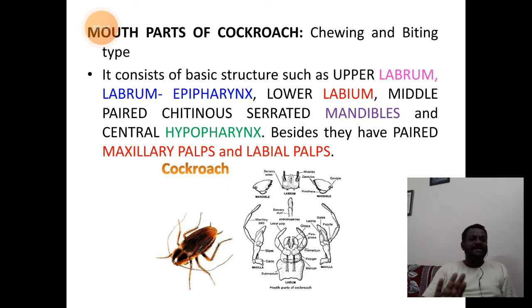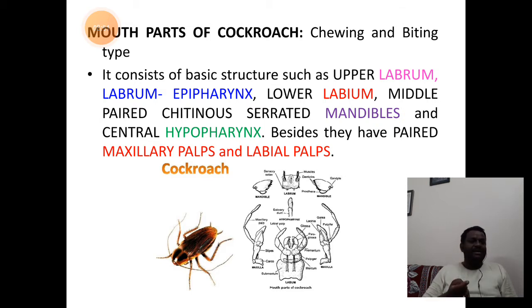There are 6 major parts pertaining to the mouth parts of any insect. They are considered to be the fundamental parts, the basic parts. All these basic parts are seen in the cockroach or in grasshopper. The type of mouth parts is called chewing and biting type. So what are the parts that they have?